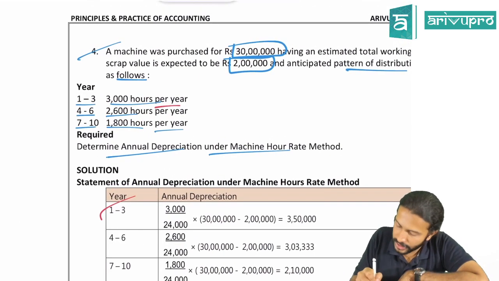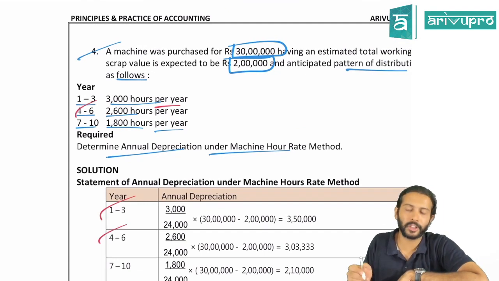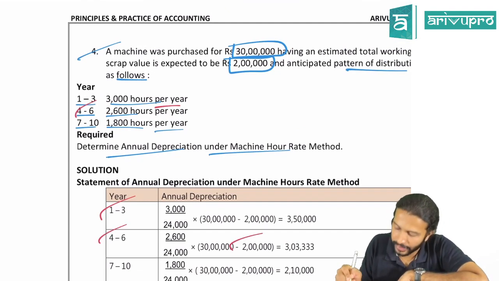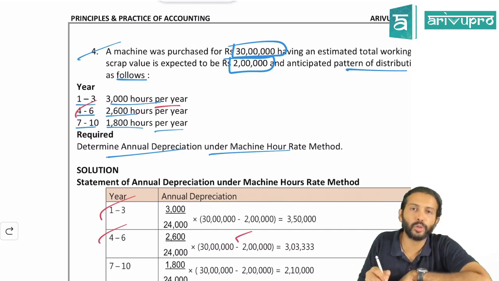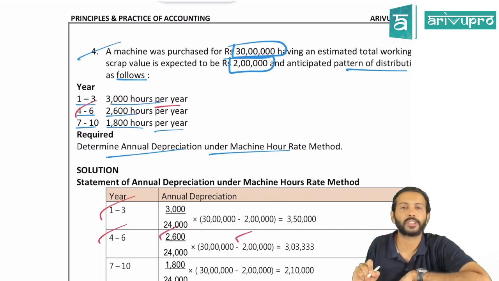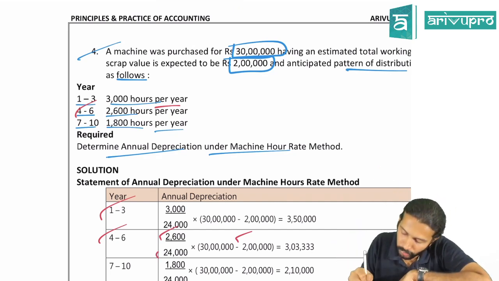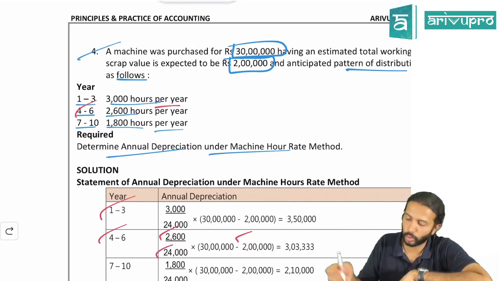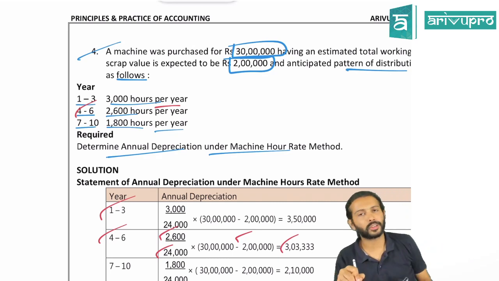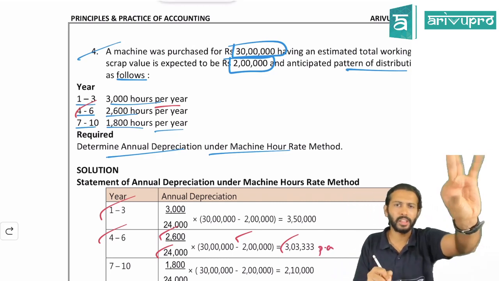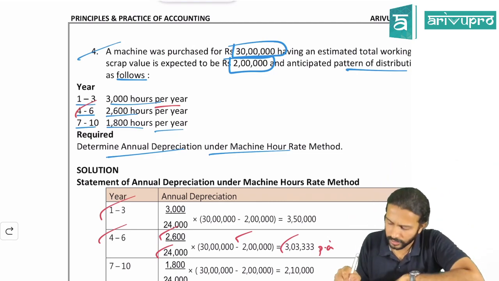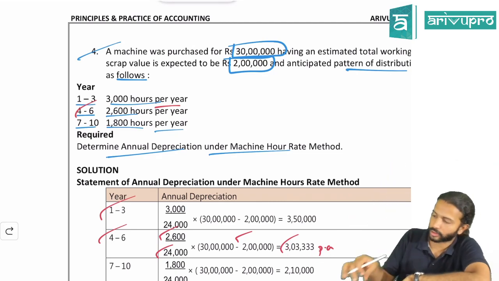Same funda. Can I go for the next? For year 4 to year 6, what will be depreciation? DA is 28 lakh, into the number of hours used in the current year, 2,600, divided by total number of hours, which is 24,000. If you do that, you're going to get 3,03,333. That is the depreciation every year for year 4, year 5, year 6. For each of the 3 years, depreciation is 3,03,333.